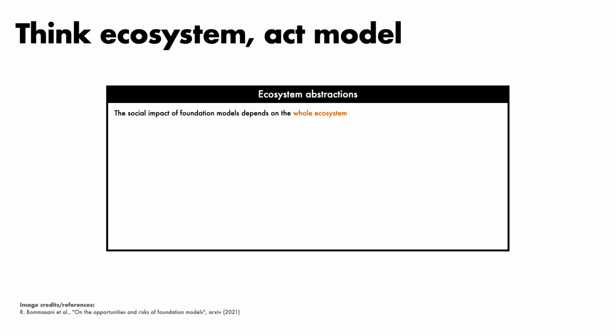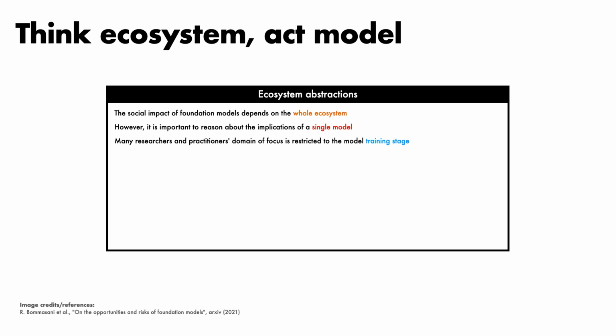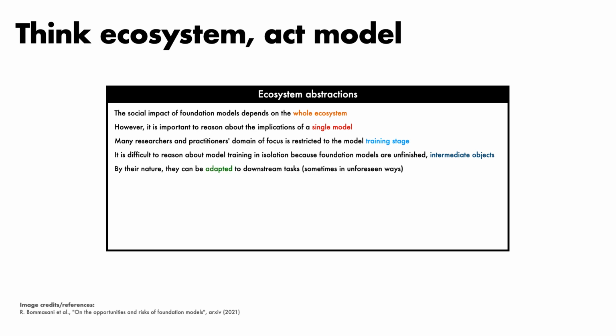Although the social impact of foundation models depends on the full ecosystem in which they operate, it is still valuable to be able to reason about the implications of a single model, particularly since many researchers and practitioners' domain of focus is restricted to the model training stage. This is extremely challenging. It is difficult to reason about model training in isolation, in large part because foundation models are unfinished, intermediate objects, and by their nature they can be adapted to downstream tasks, sometimes in unforeseen ways.